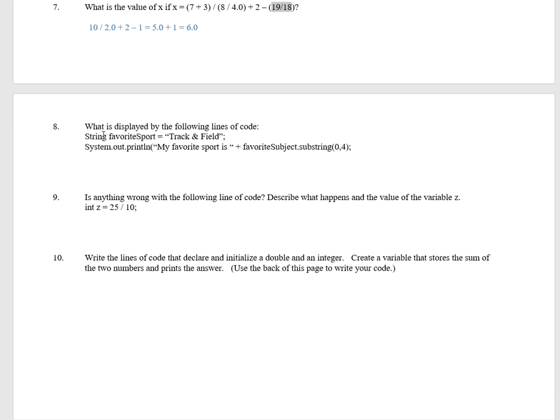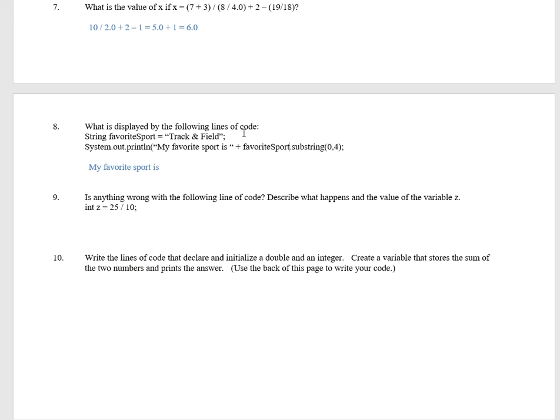Number 8, it says, what is displayed by the following lines? And we have this favorite sport, track and field. Being the track coach, that's why I use track and field. All right, but anyway, System.out.println, and what does it print first? It prints my favorite sport first. All right, so I'm going to put my favorite sport is, and now I have favorite subject dot. Now that was my mistake here. Really, I need to fix that because that should say favorite sport.